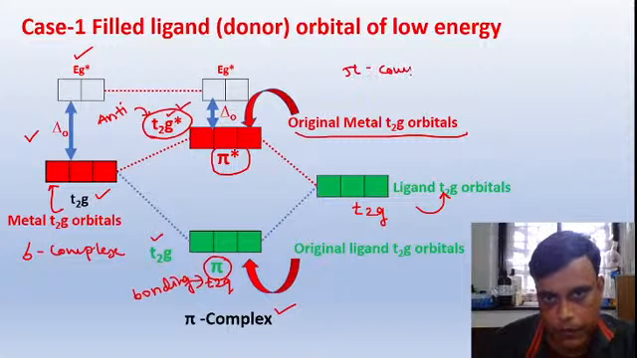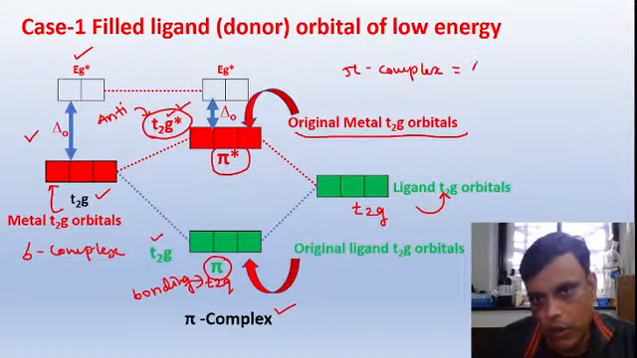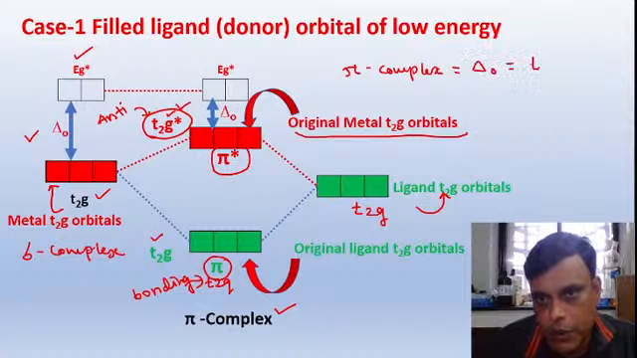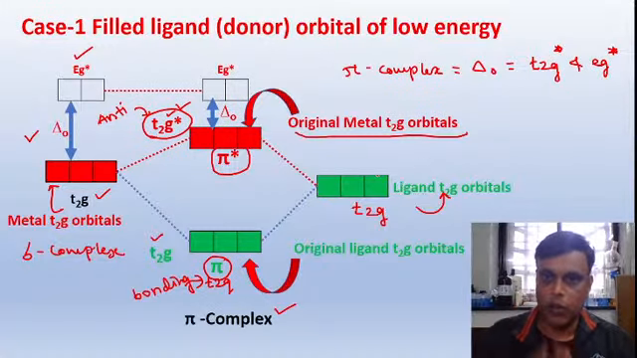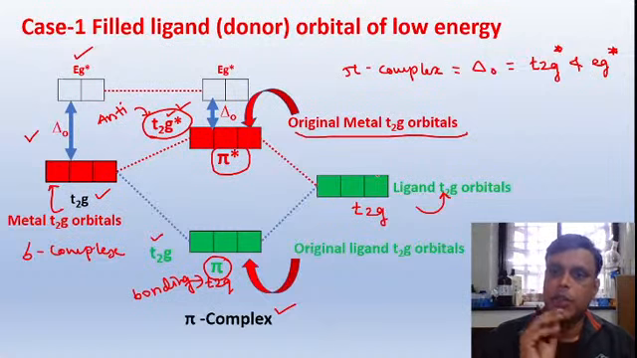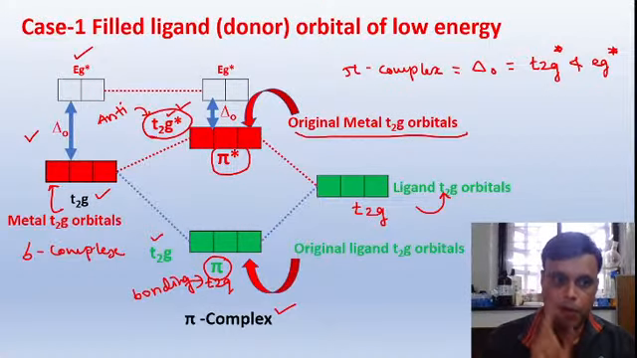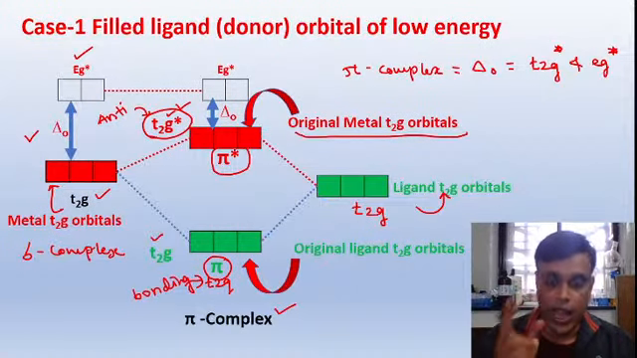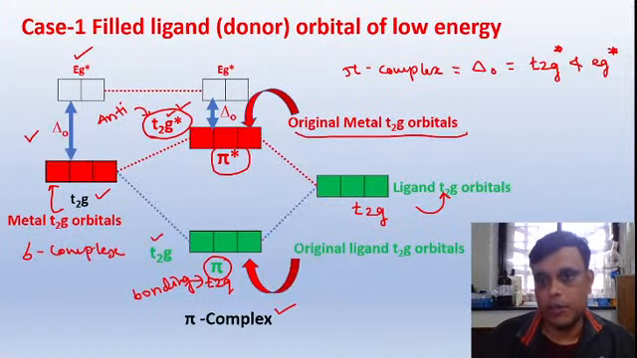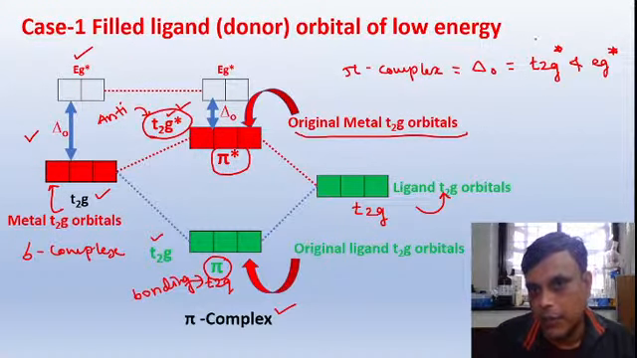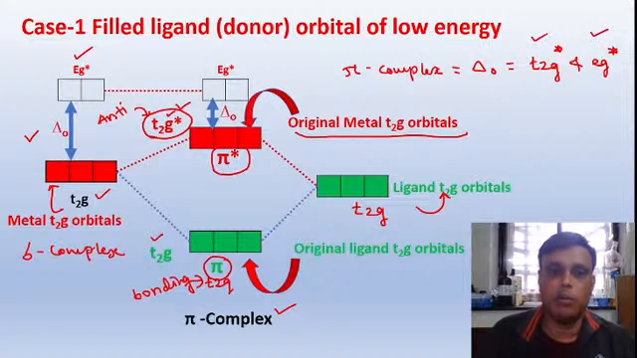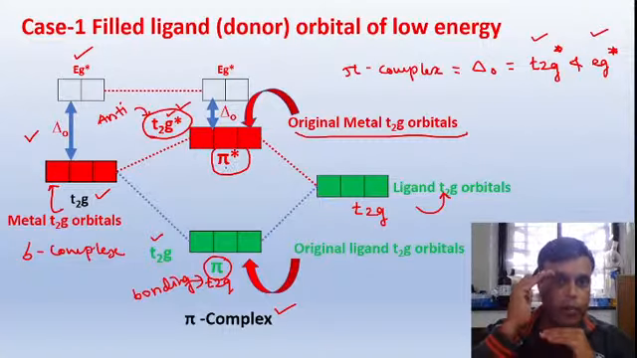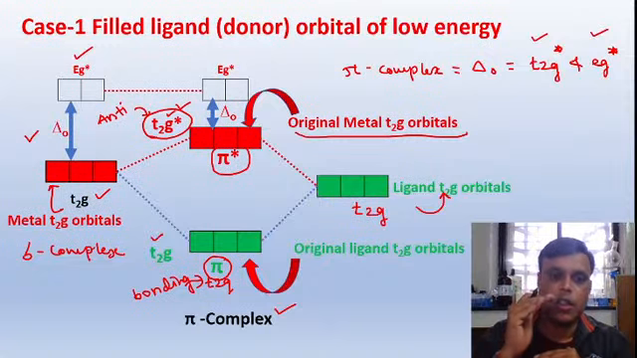what happens? Delta O is nothing but the energy difference between T2G star and EG star. So please remember, in case of CFT, delta O is the energy difference between T2G and EG. In case of sigma complex, delta O is the energy difference between T2G and EG star, and in case of pi complex, delta O is the energy difference between T2G star and EG star. Please remember this. Now the magnitude of delta O gets decreased in the pi complex.